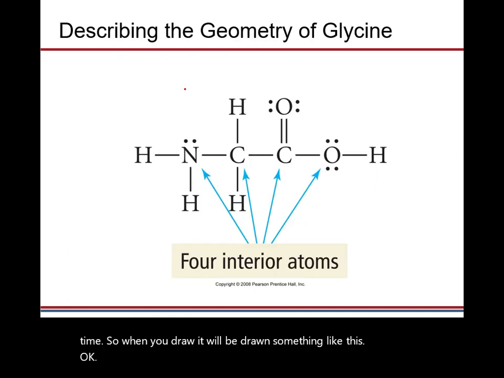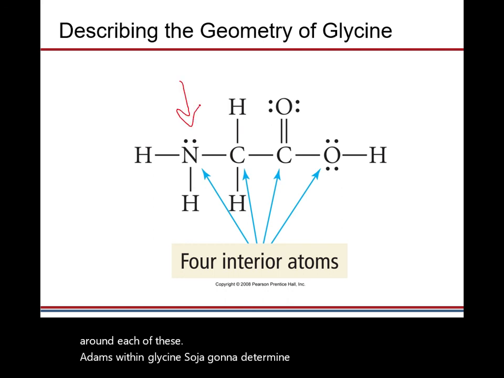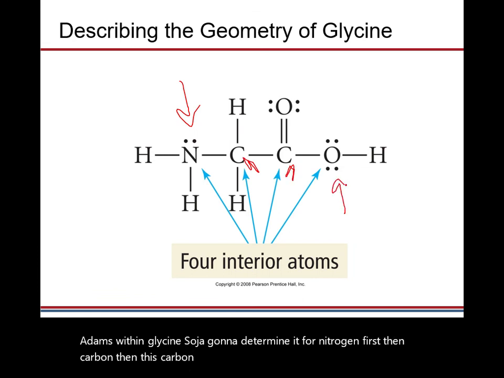Go ahead and pause the video here and figure out what the structure is around each of these atoms within glycine. So you're going to determine it for nitrogen first, then this carbon, then that carbon, then that oxygen. All right, so what do you do?